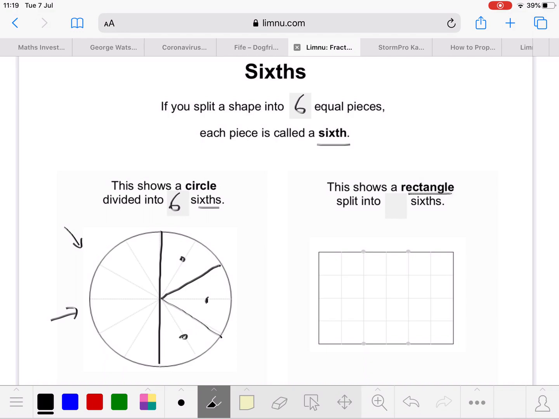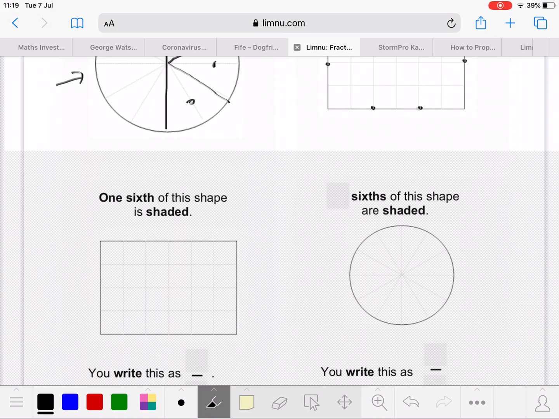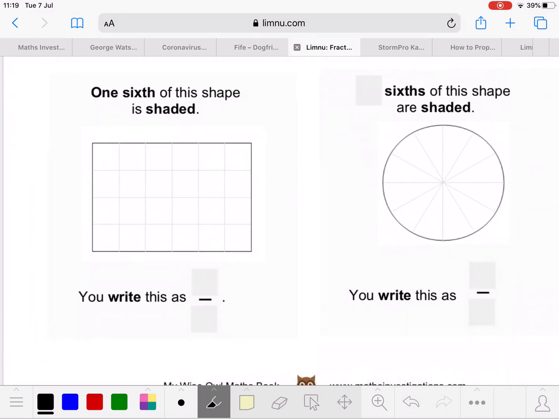Here we have a rectangle, and that we also need to split into sixths, which means there'll be 6 sixths altogether. You can see I've put some little dots here, and these might help you to work out where to draw your lines. In the section underneath here, this time you're going to make sure that 1/6 of the shape is shaded. So you need to divide this into 6 equal pieces and then shade in one of them and write here what that would be.